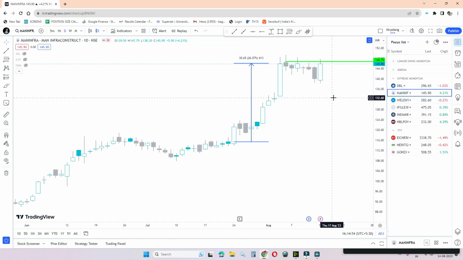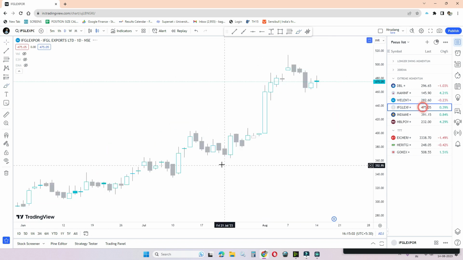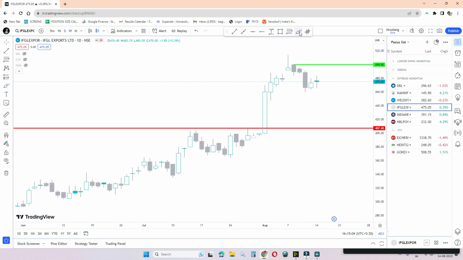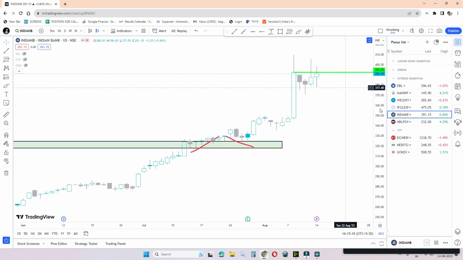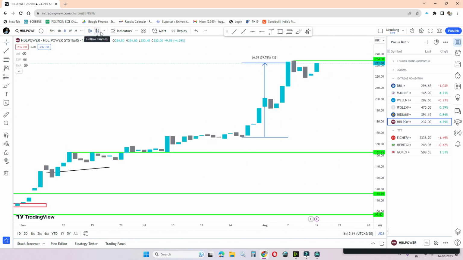So this one again, man infra, not that kind of good setup. But this one looks good. Okay, it's making higher highs and higher lows. Then again, same thing with this one. It will take 2-3 days, but it looks good. This one looks good. I enter on the hourly candle, so I wait for the close of it.